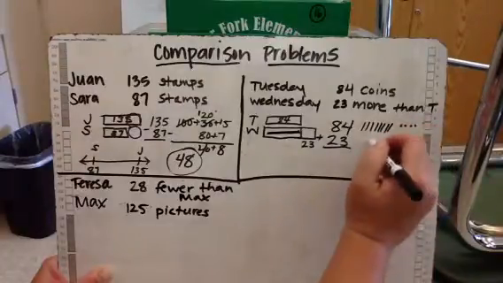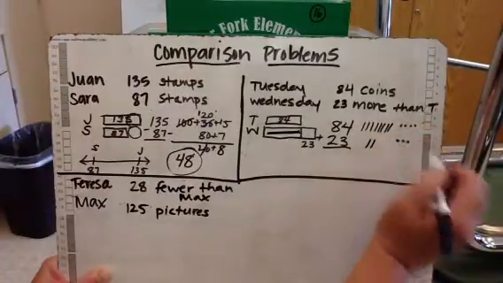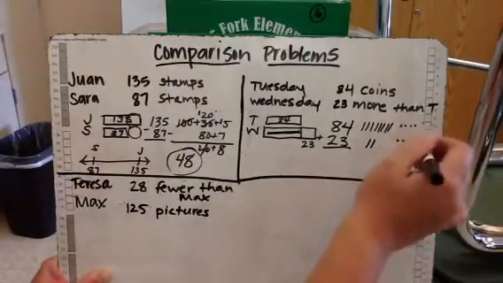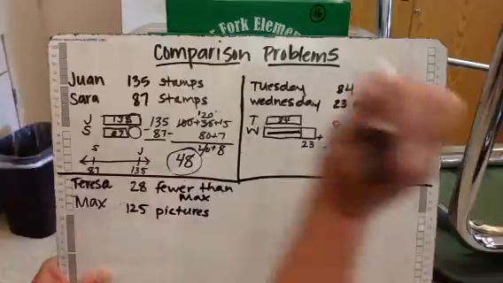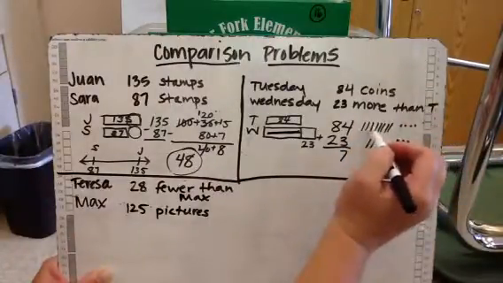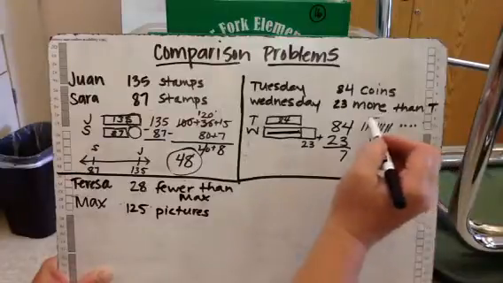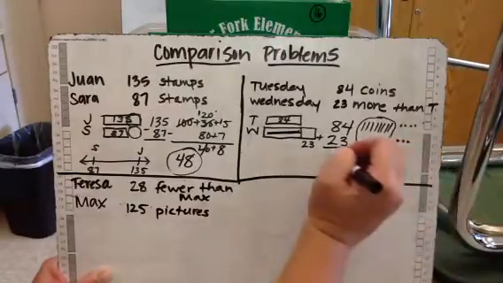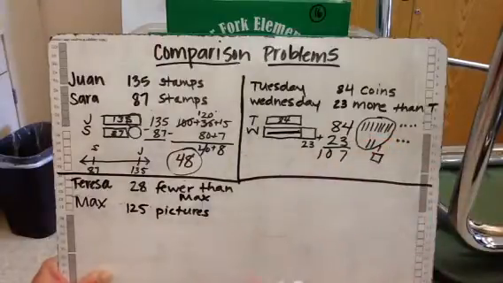84 and adding 23. I'm going to look to see for ungrouping or regrouping. I can't regroup any of my ones, so I'm just going to count them. 4, 5, 6, 7. Let me check for my 10s. 10, 20, 30, 40, 50, 60. Oh, I can regroup. I made 100. So now I have no 10s and 100. I have 107.